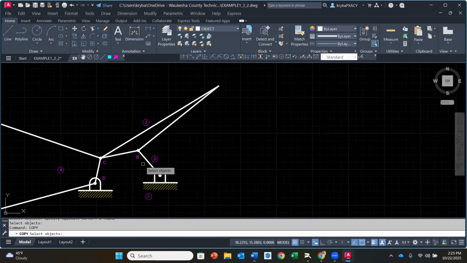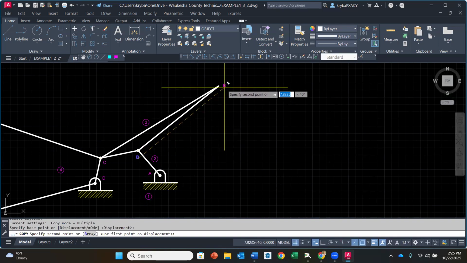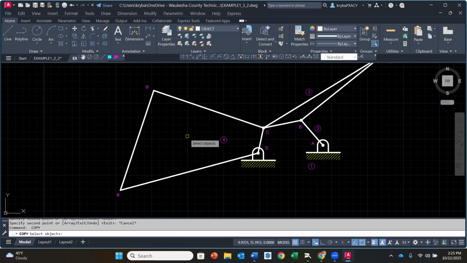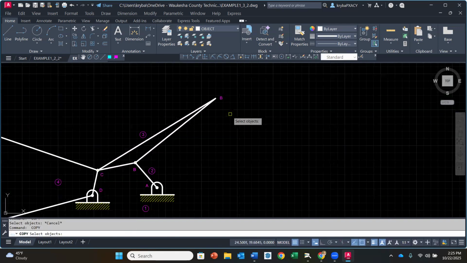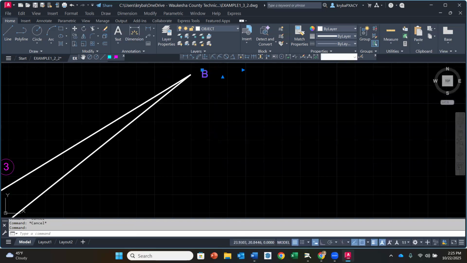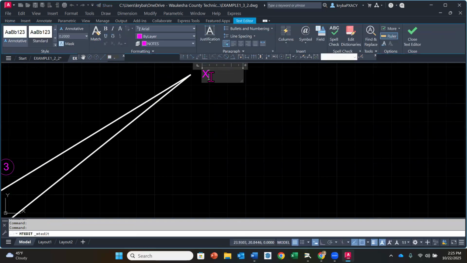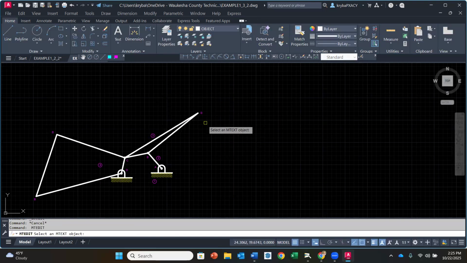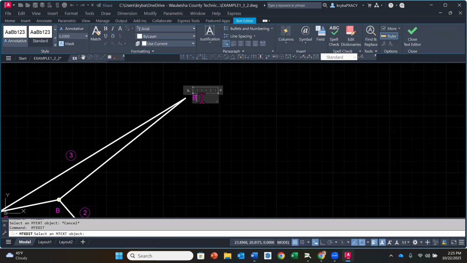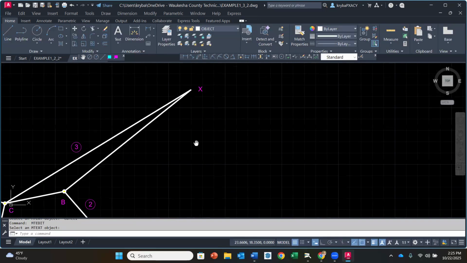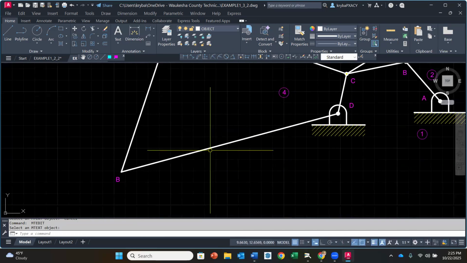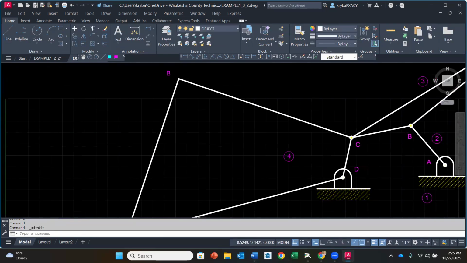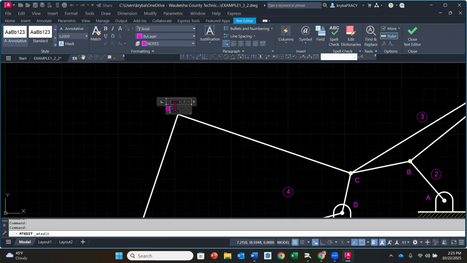So copy, grab B here. I'm going to put it on the endpoint of my handle, endpoint and endpoint of my clamping area. And then I'm just going to double click and I'm going to call that X. Left click out. There we go. And then double click here. Y. And I do have that third one.